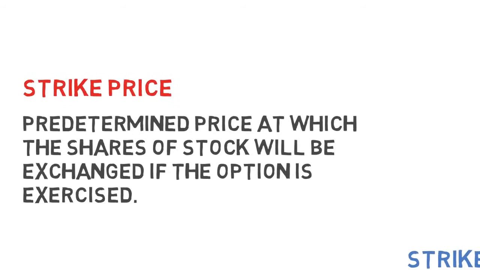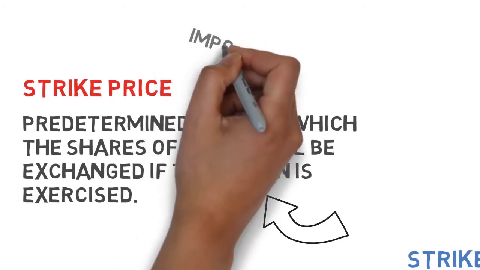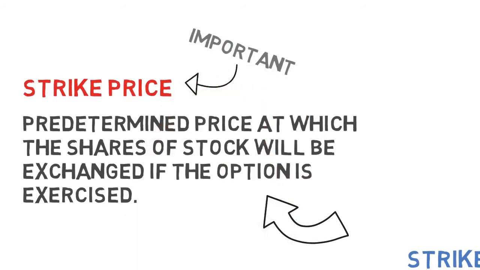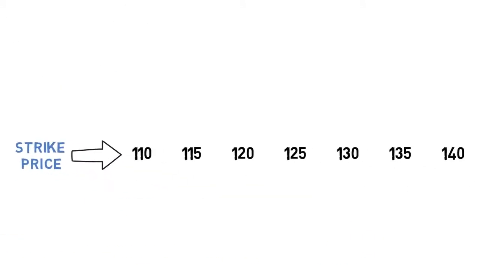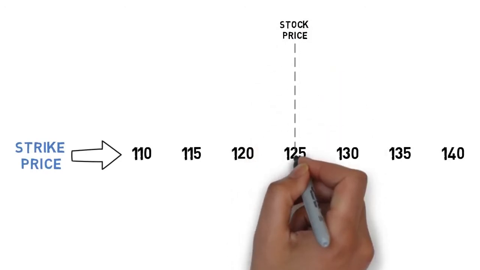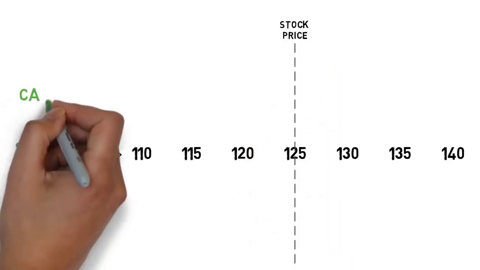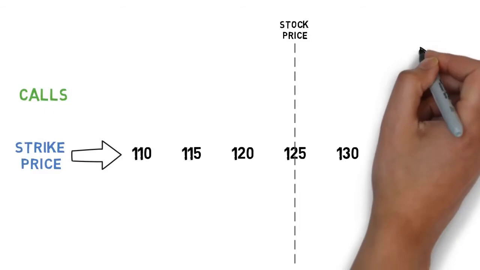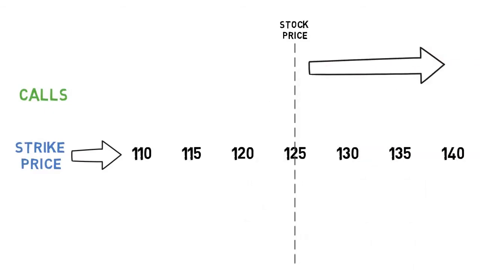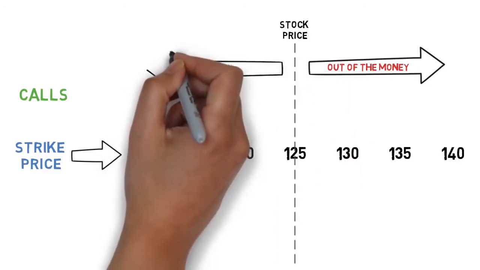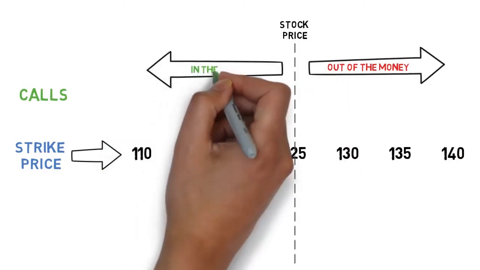So again, the strike price is simply the price that the shares of stock will be exchanged if the option is exercised. Of course, you don't have to own shares of stock to trade options, but the strike price of the option you're trading has a huge effect on what the option's price will be. Let me explain. Let's say the current stock price is $125 per share. For call options, any option that has a strike price above the current stock price is referred to as out of the money. If the strike price is below the stock's price, it is referred to as in the money.